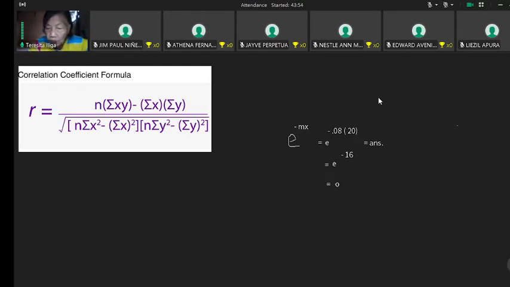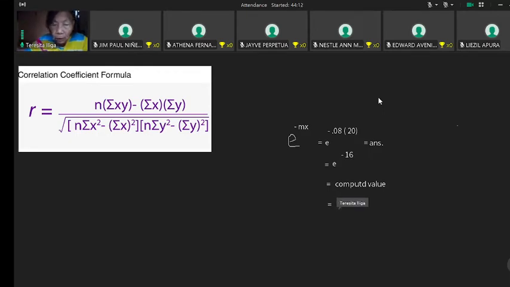So you will have your computed value of that. Then before you will have your final answer.